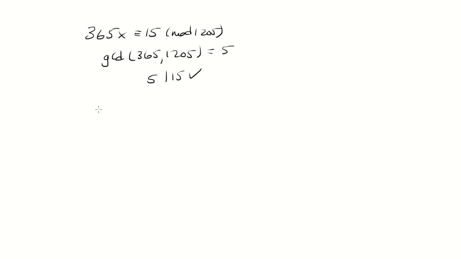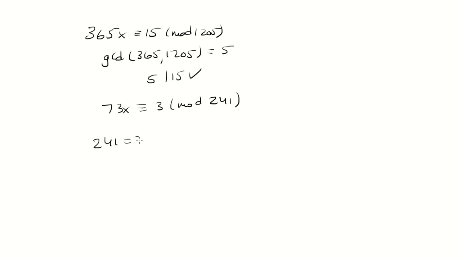So I can divide everything by 5 now. 365 divided by 5 is 73, and that's going to go into 3 mod 241. So now I'm going to have to use the Euclidean algorithm.